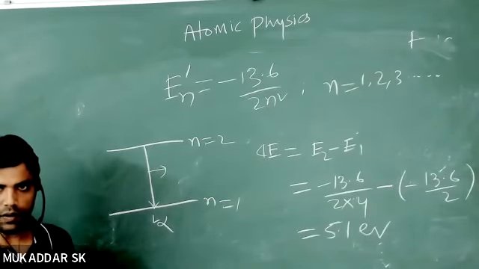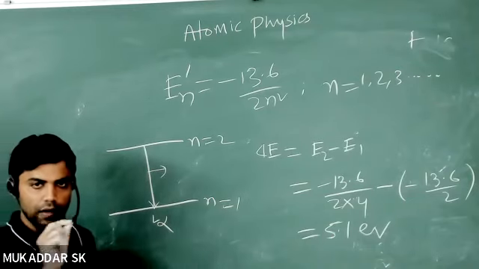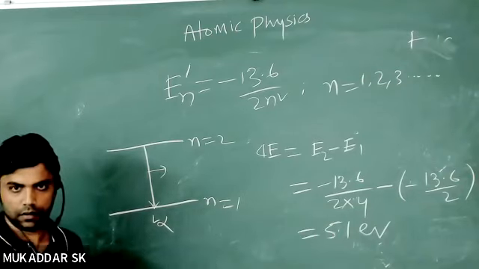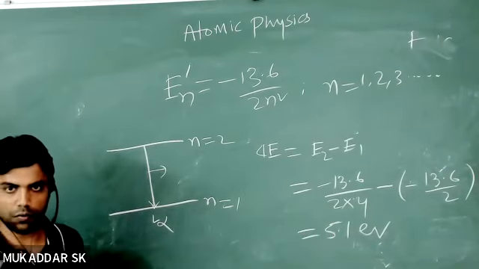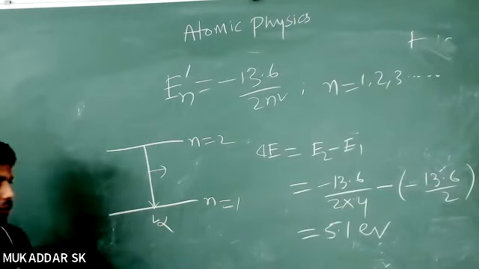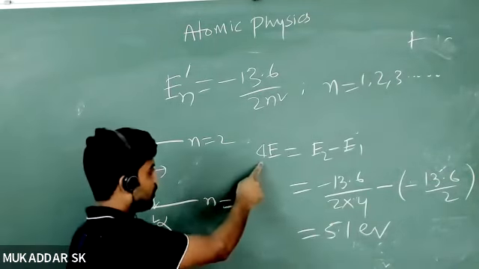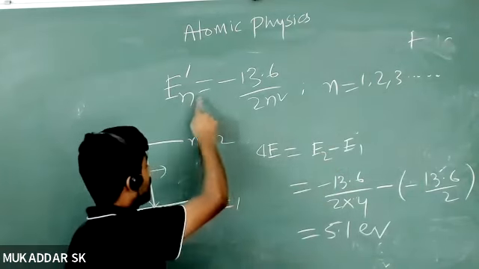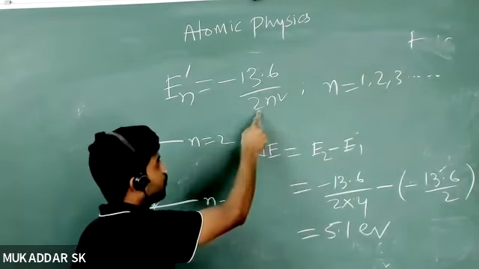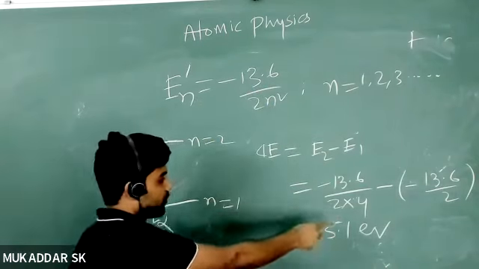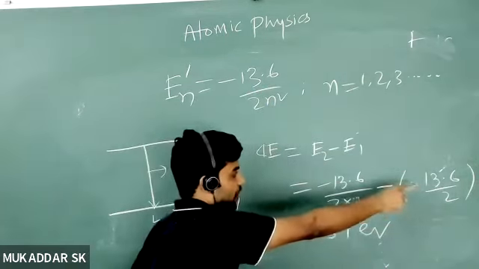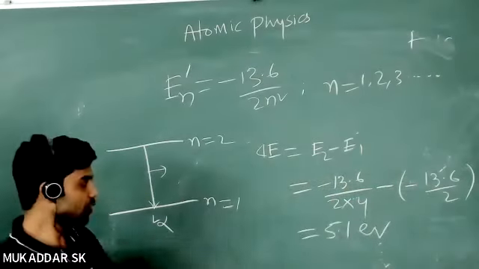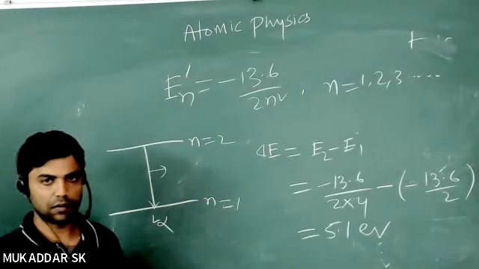In positronium, you have one positron located at the nucleus and an electron rotating around it. So in positronium, there is no proton inside the nucleus. The energy of the Lyman alpha line will be E2 minus E1, and E2 for positronium will be minus 13.6 divided by 2 into 2 squared, so it will be minus 13.6 by 8, minus E1. E1 is minus 13.6 by 2. If you solve this, you will get this number.